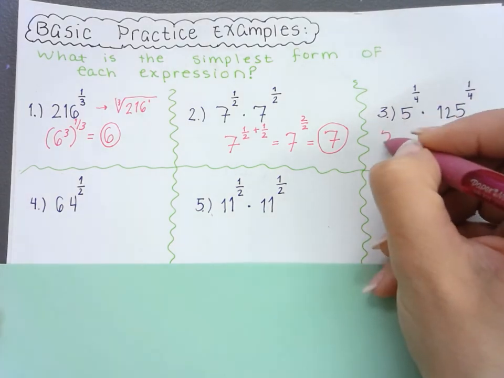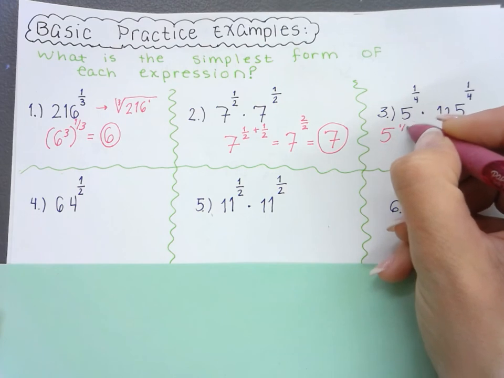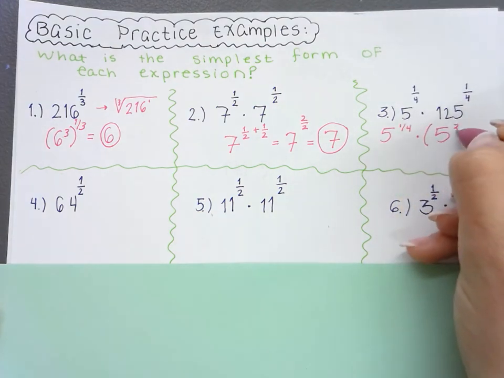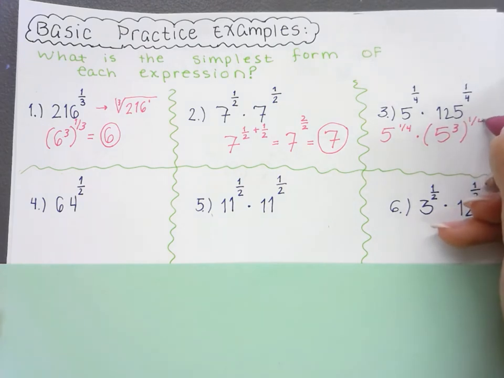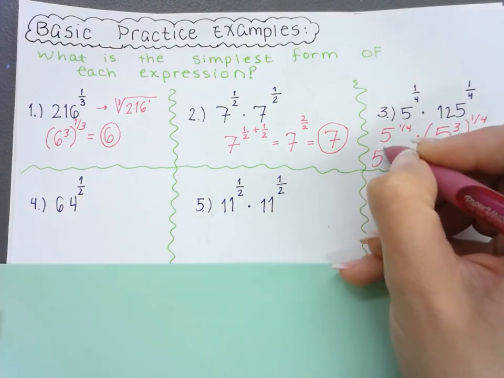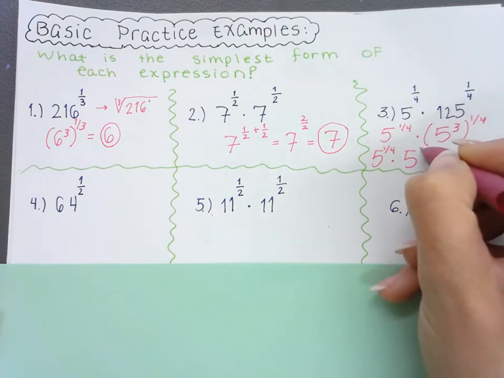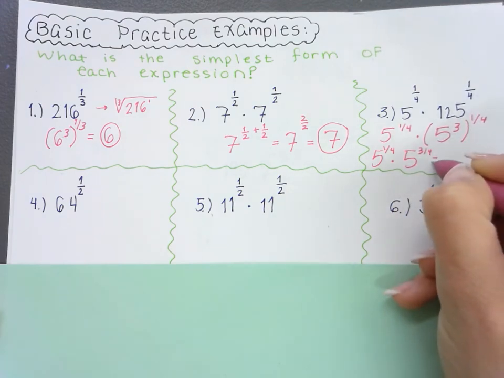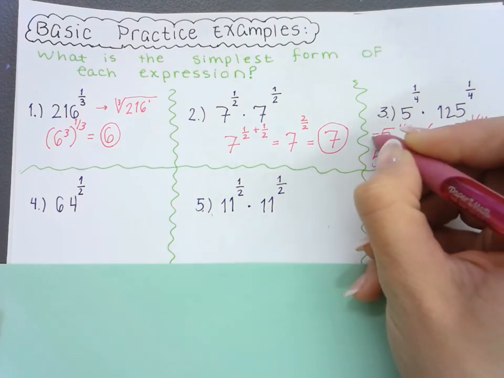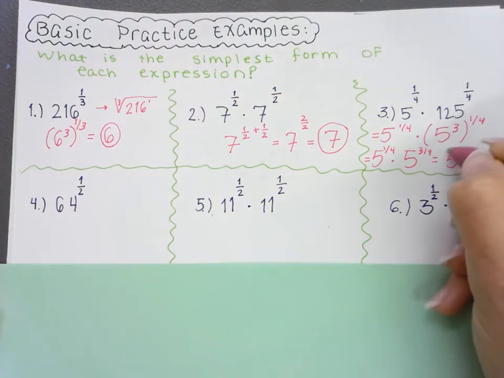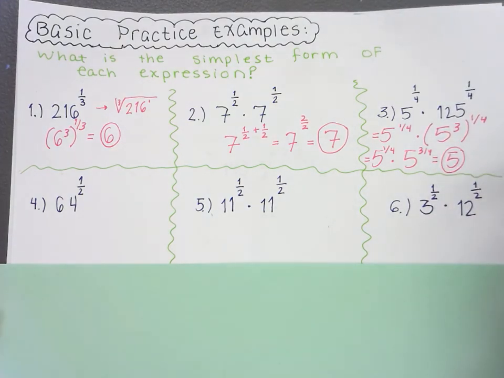So rewriting these as both 5 to a power: 5 to the 1/4 times 125, swap opportunity. 5 to the third, to the 1/4. Still 5 to the 1/4 times 5 to the 3/4. We have like bases, so I'm going to add my powers. What's 1/4 plus 3/4? 4/4, which is 1. So the answer is 5.